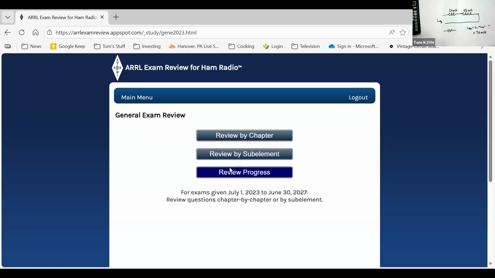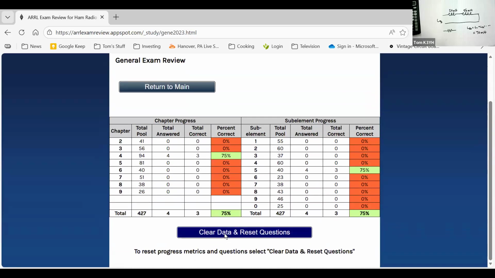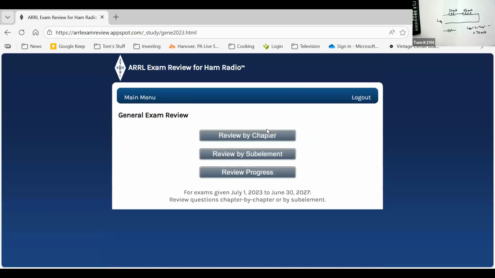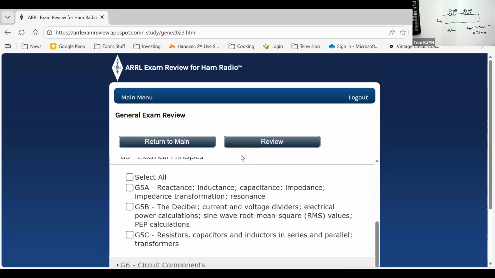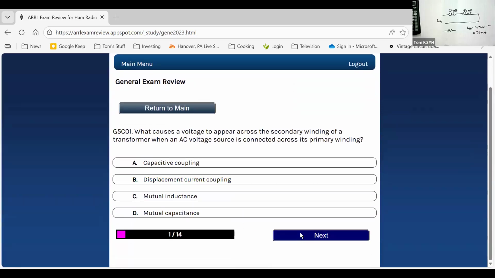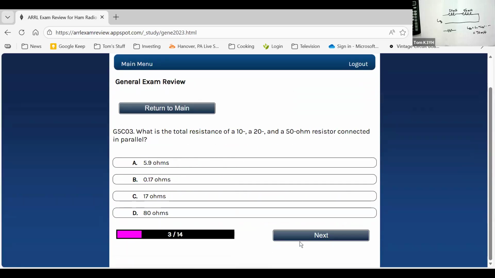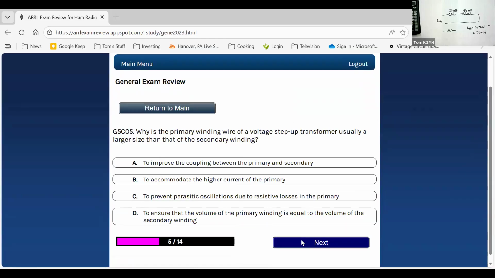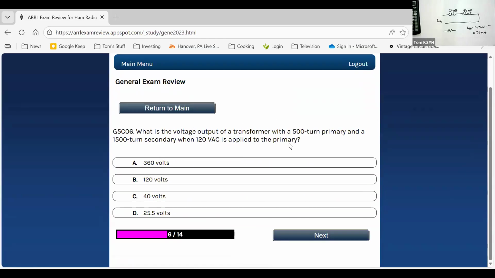So let's see, I'm going to just erase all this so that I make sure that we don't lose anything. And the first one I'm going to do is G5C06. And this is a totally straightforward thing. You've got a transformer with a 500 turn primary and a 1500 turn secondary, and I put 120 on the primary.